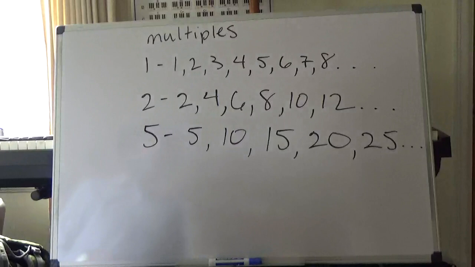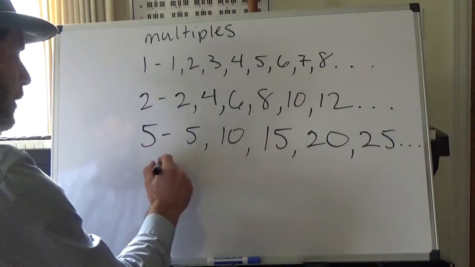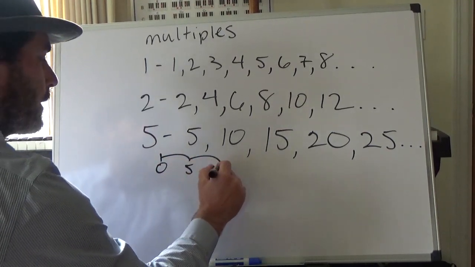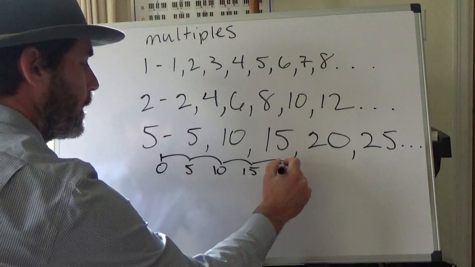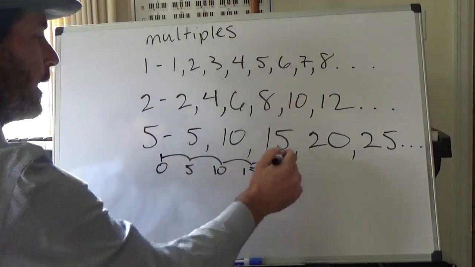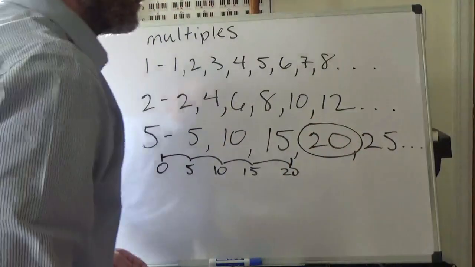Many more are multiples of 5. What is the fourth multiple? Well, if I start my number line at 0 and I go 5, 10, 15, 20, I've counted 1, 2, 3, 4 times, and so the fourth multiple of 5 would be 20.